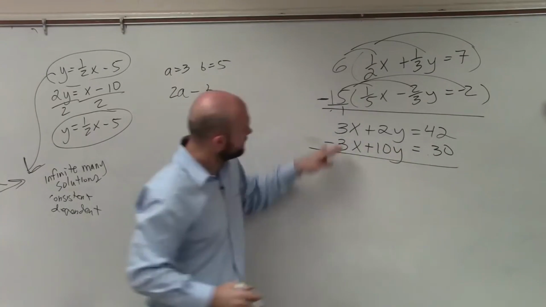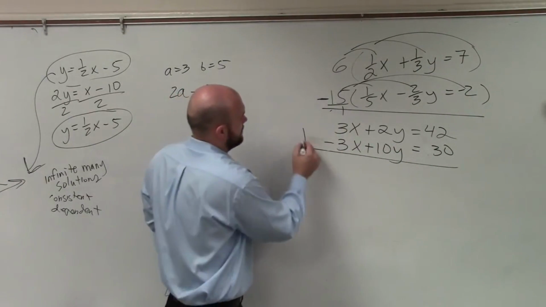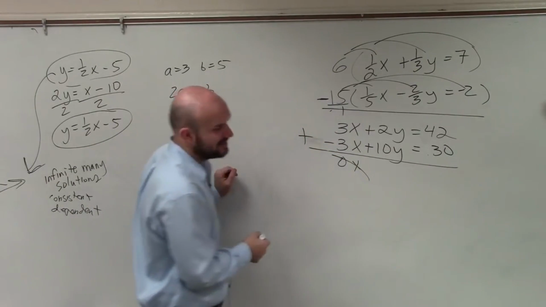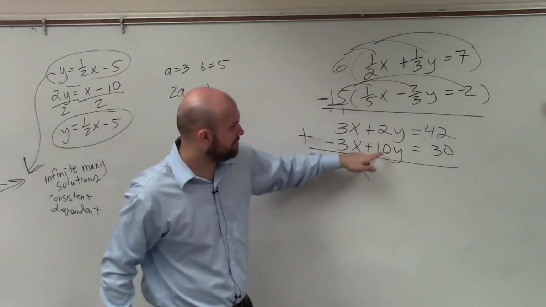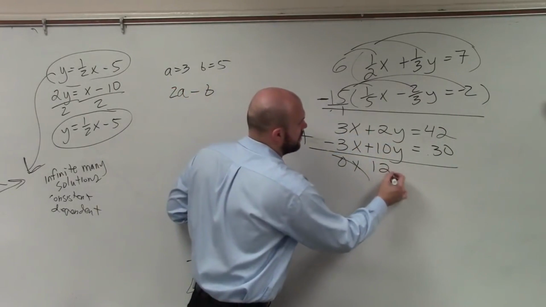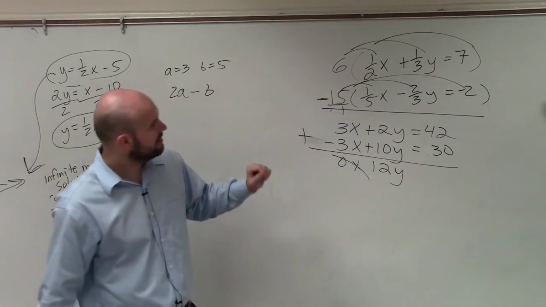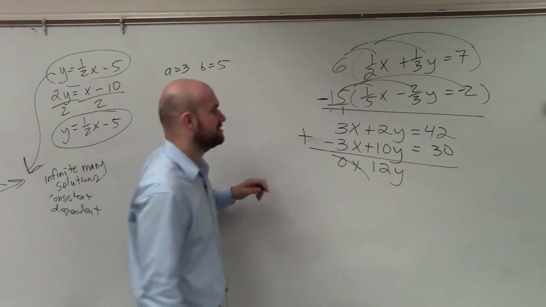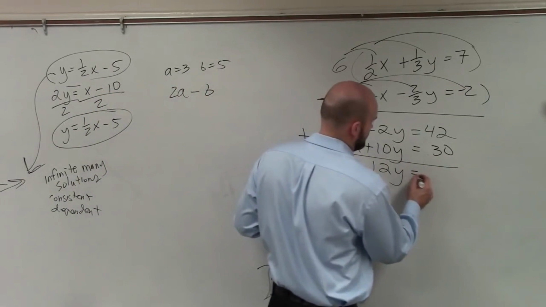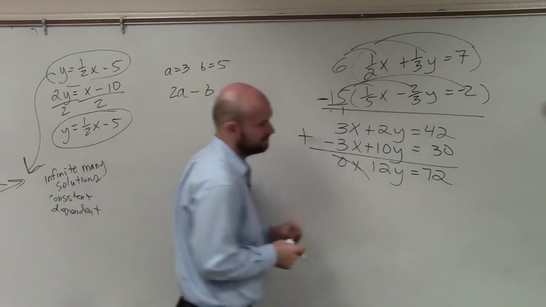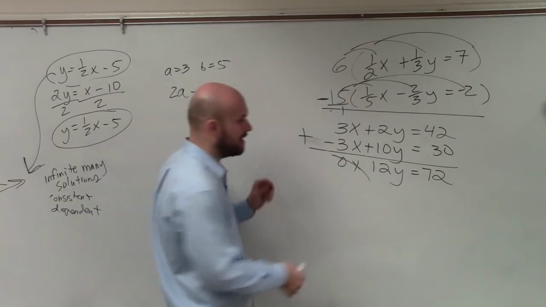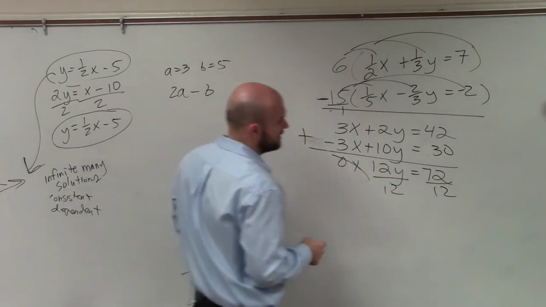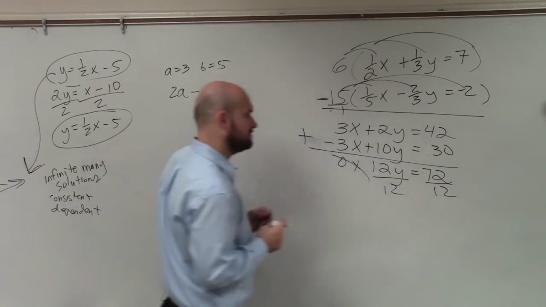So let's look at what we have. 3x plus a negative 3x is 0x. Now that got eliminated. 2y plus 10y is 12y. And 42 plus 30 is going to be 72. Now I can solve for y. And that's going to be 6.